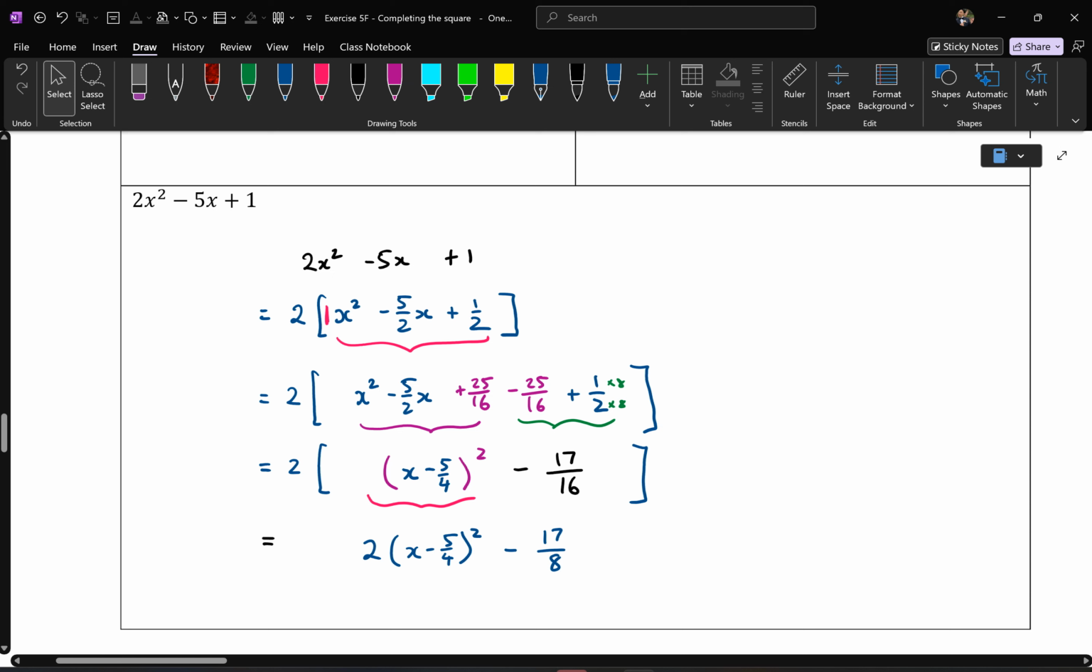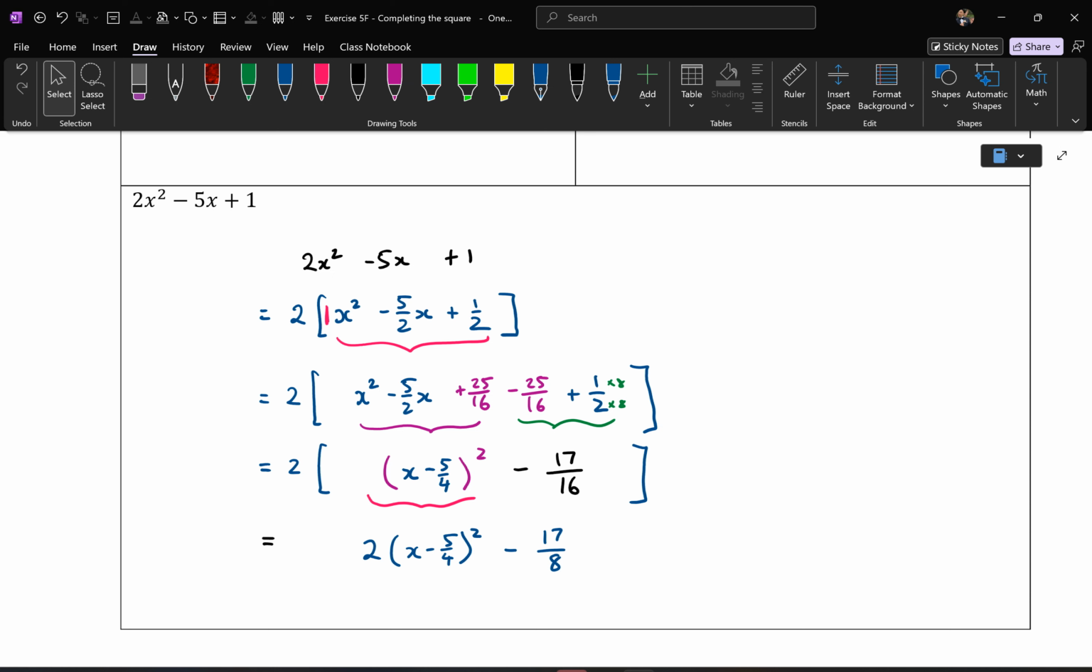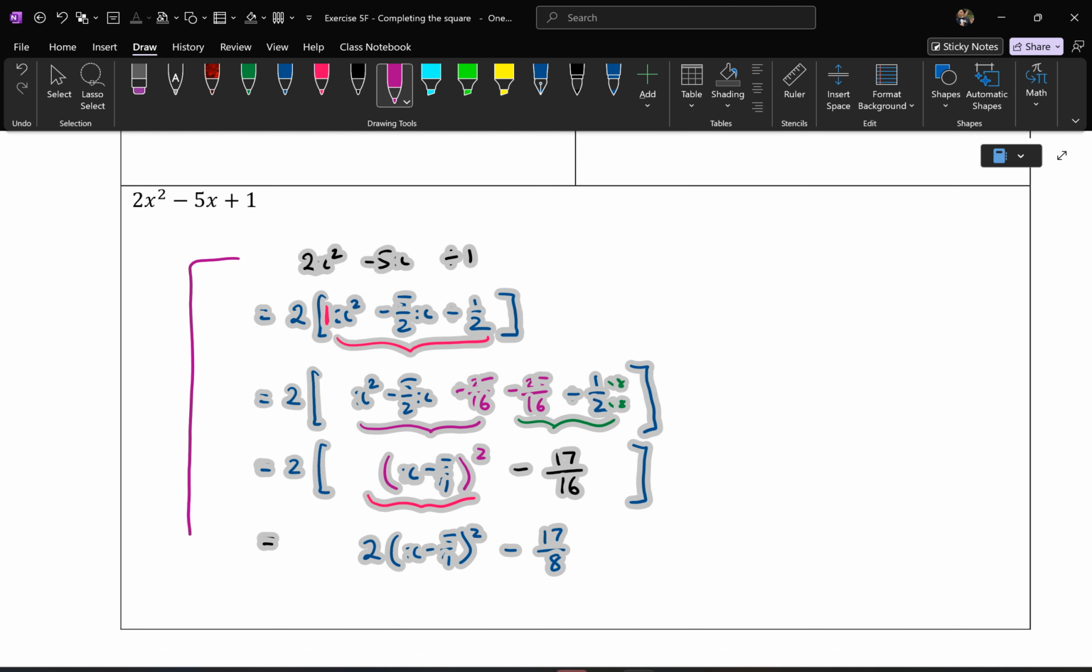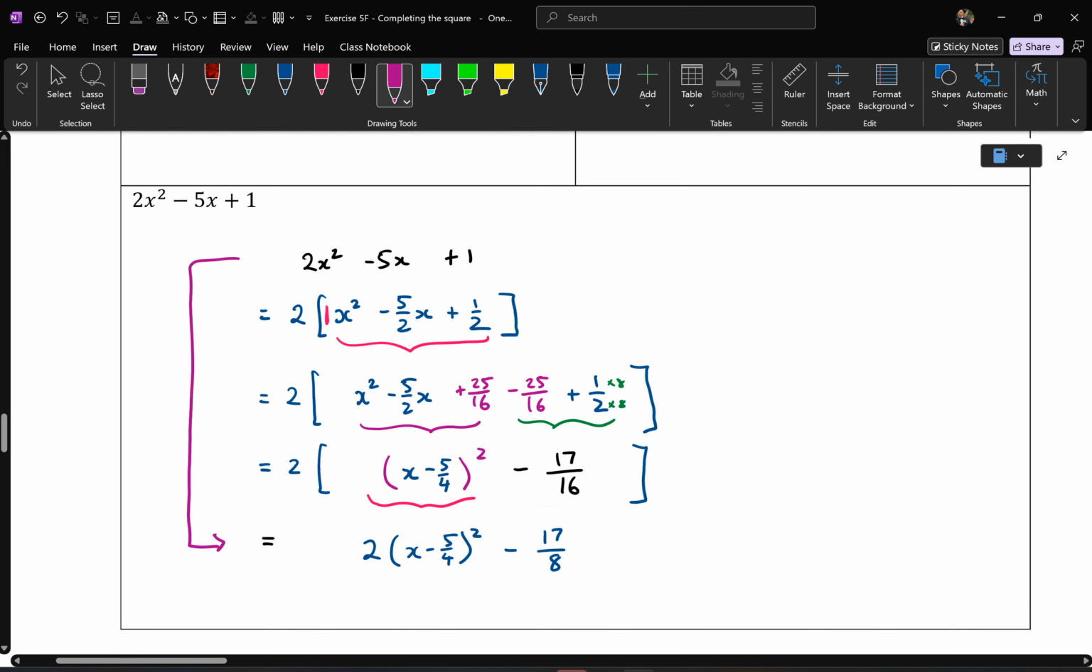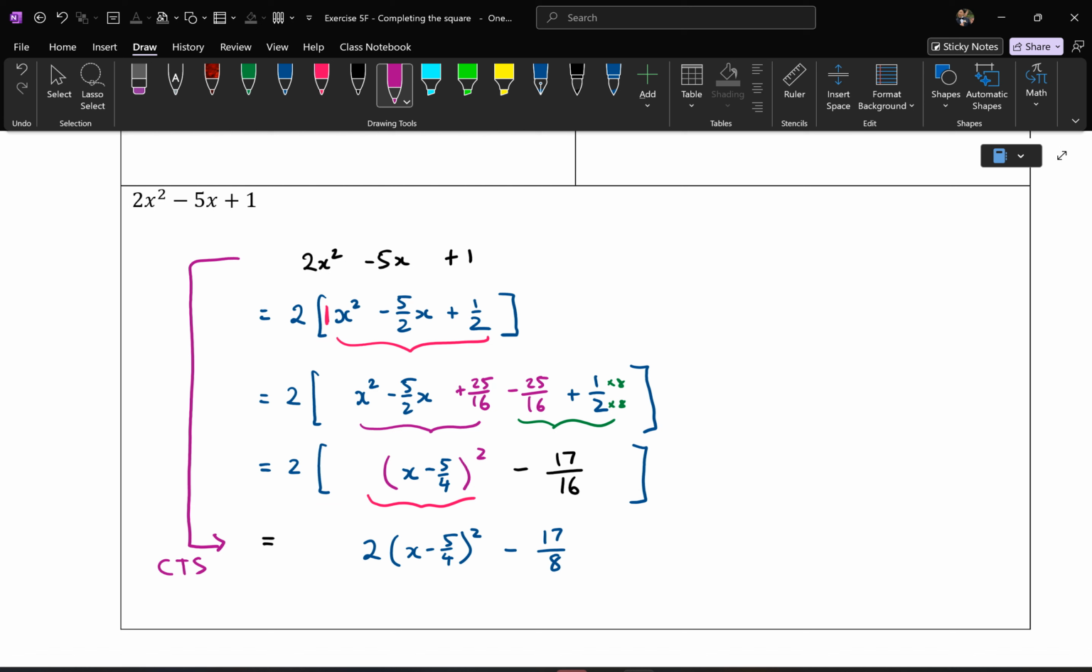And then from here you can do difference of perfect squares, which is nasty. Okay, this is where you can do dots. But up to that step, that is completing the square. So it gets trickier when you have a number that's not 1. Okay? So if you visualize that graph, down by 17 on 8, to the right by 5 on 4, smiley face, and it's a bit thin.